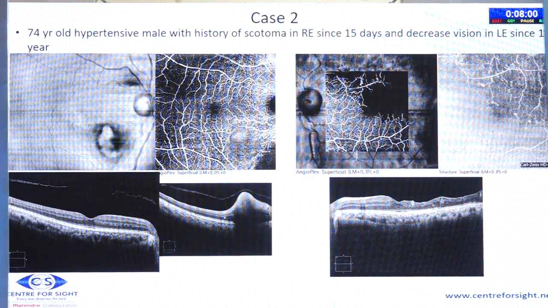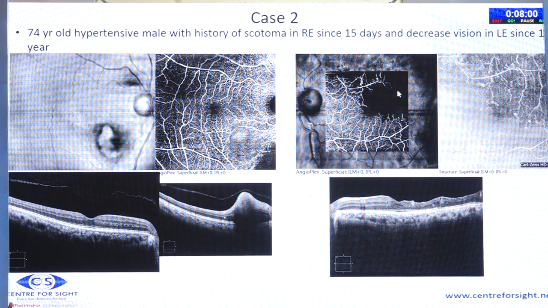Case 2 will show how OCTA helped this patient. This is a 74-year-old male, a hypertensive patient, who came to us with a history of scotoma in his right eye. You see this? This is a small branch vein occlusion which has happened in this patient, and this is what the scotoma was because of. But he was also complaining of decreased vision in the left eye for the past 1 year, so we scanned the left eye also, and this is what we saw.